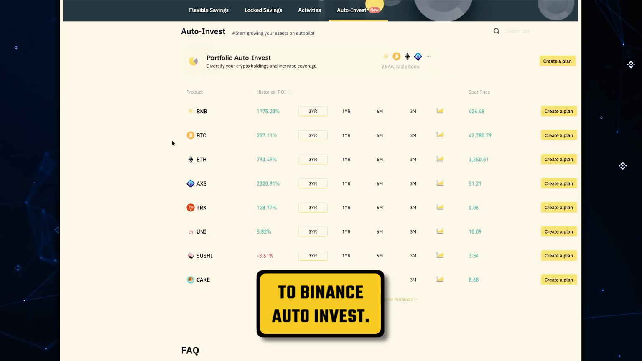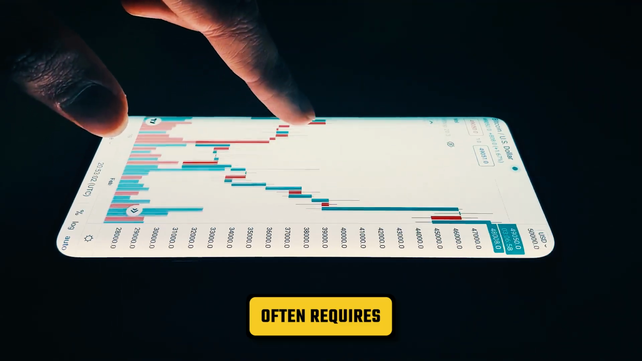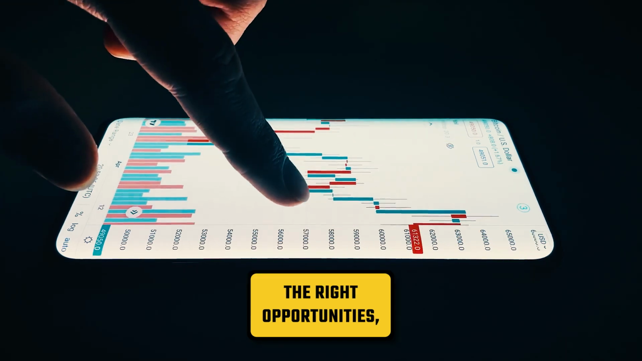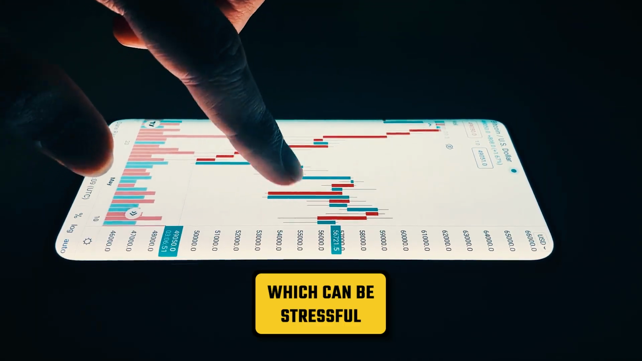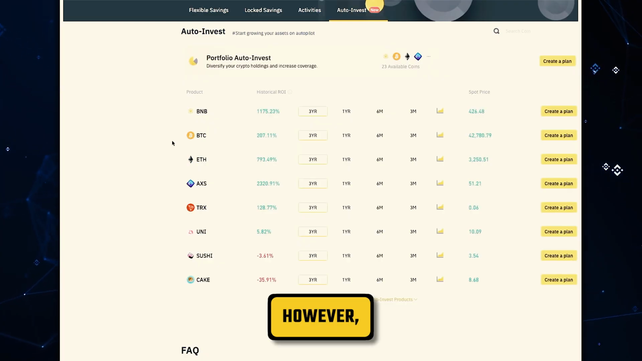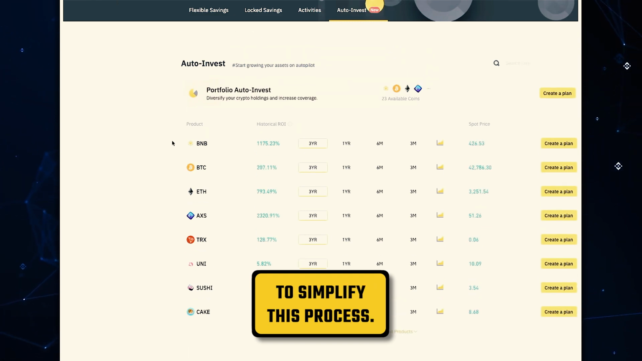Now, let's move to Binance Auto Invest. Investing in cryptocurrencies often requires careful analysis of price charts and spotting the right opportunities, which can be stressful depending on your strategy and goals. However, Binance's Auto Invest feature offers a way to simplify this process.